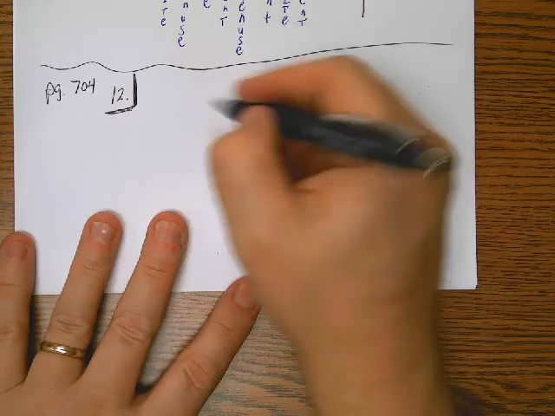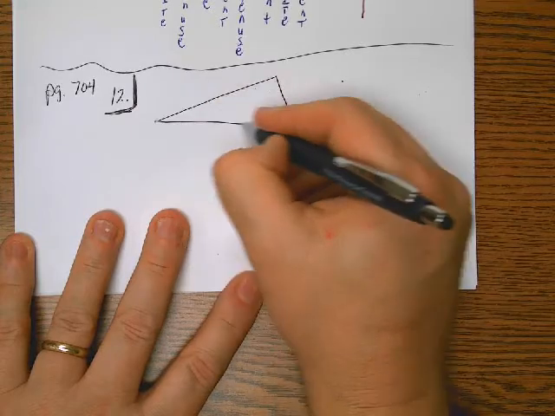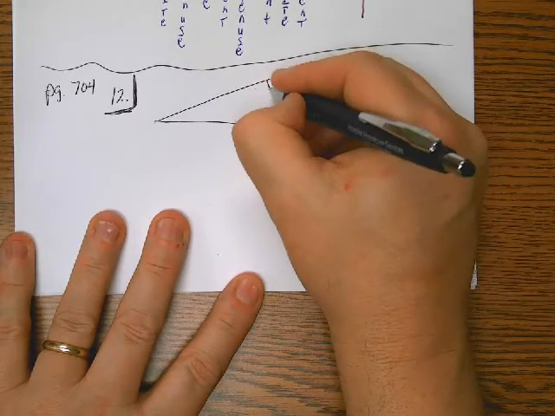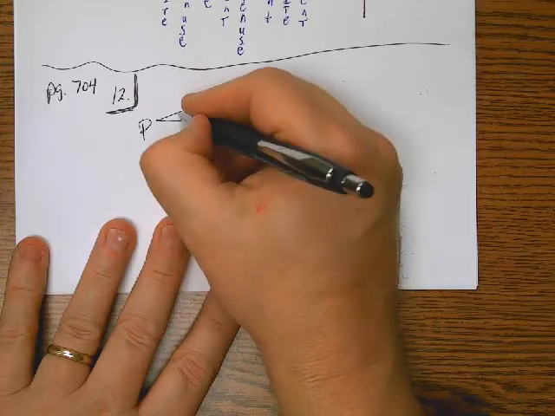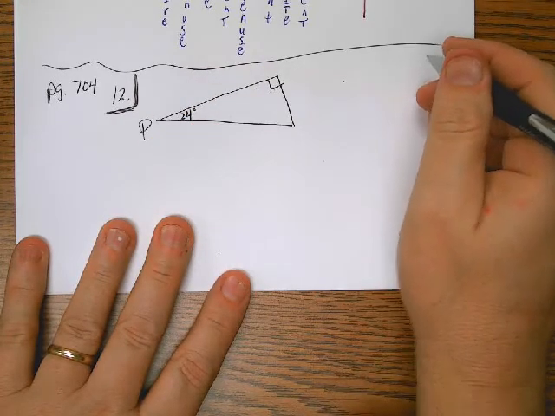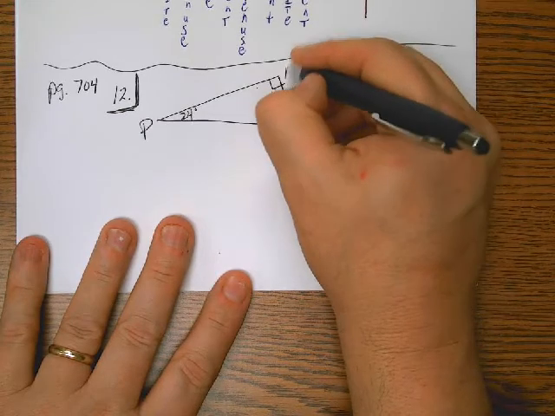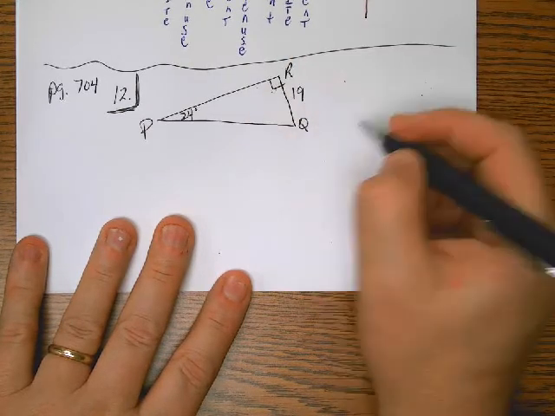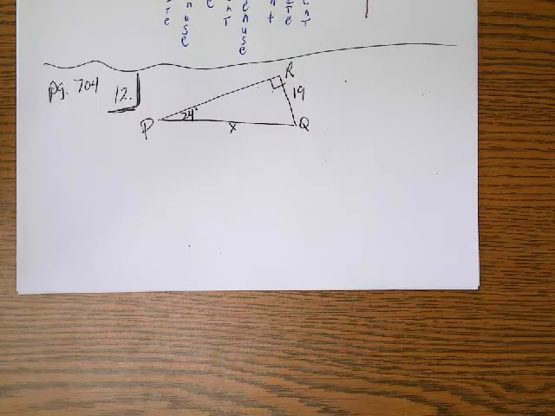All right, the picture looks like this. There's the right angle. We have P, and that's 24 degrees. We have 19 here. R and Q. And then you have X.